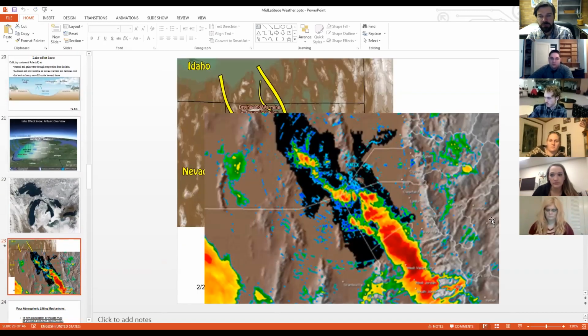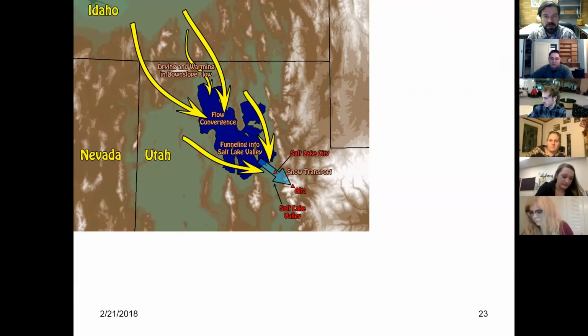We have a similar process. Oh, this is something I think maybe I need to go to full screen for. With the Great Salt Lake. It's a much smaller scale, but relatively.